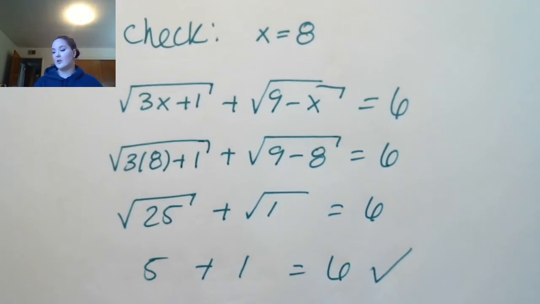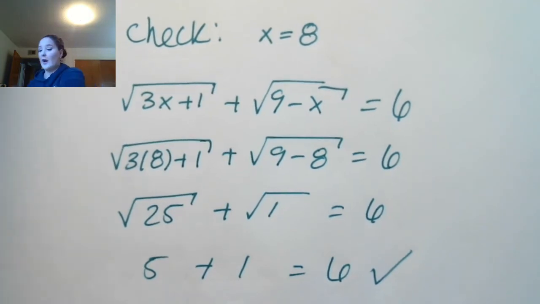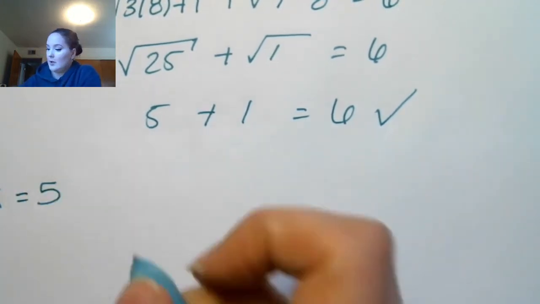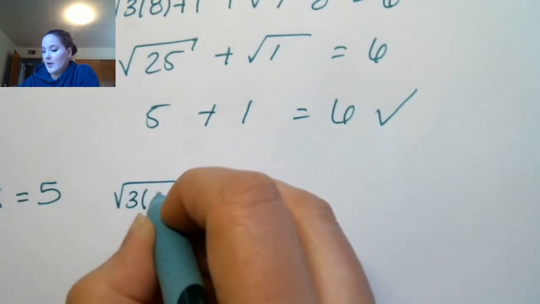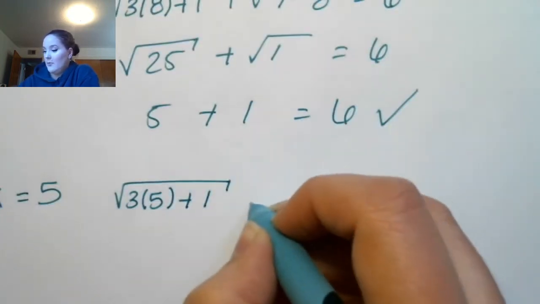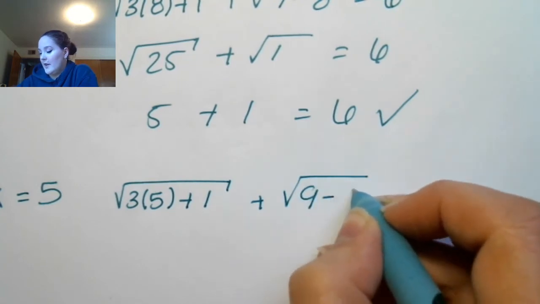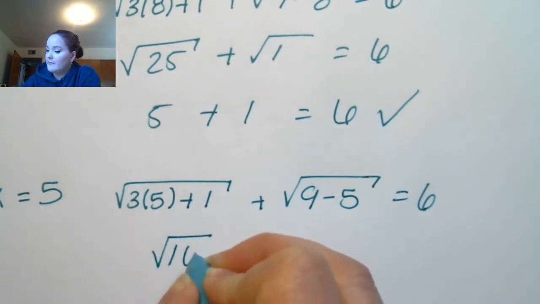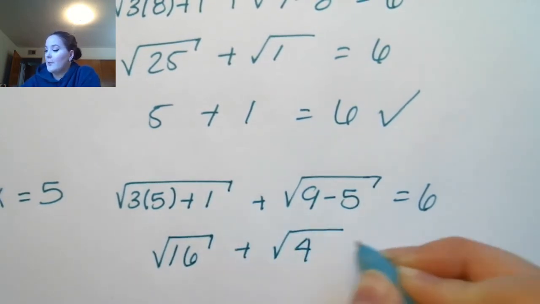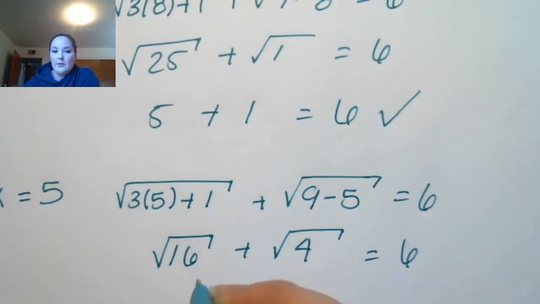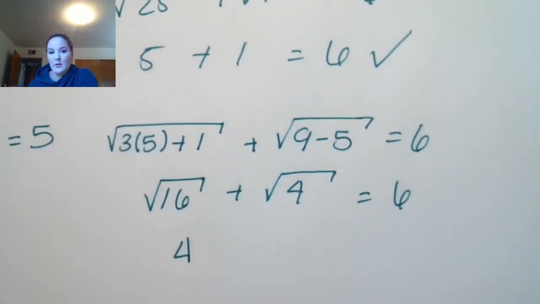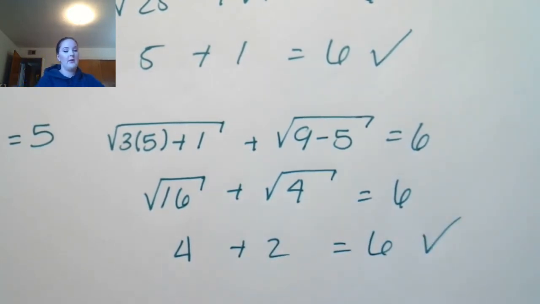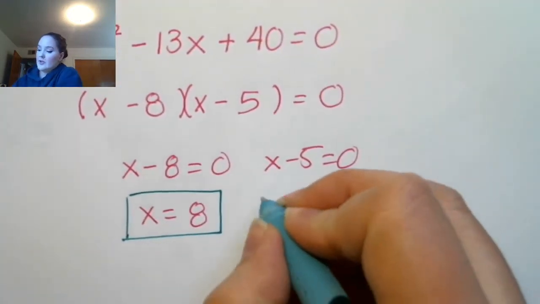Then let's look at our second solution, which was x equals 5. We're going to plug that in. Square root of 3x plus 1 plus the square root of 9 minus x equals 6. 3 times 5 is 15, plus 1 is 16. 9 minus 5 is 4. Root 16 is 4. Root 4 is 2. 4 plus 2 is 6. That's true, so this is also a solution to my equation.